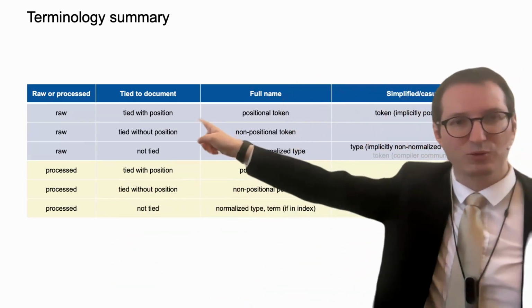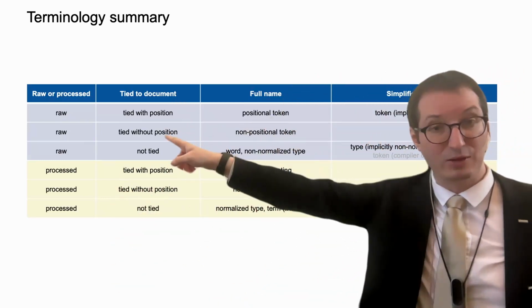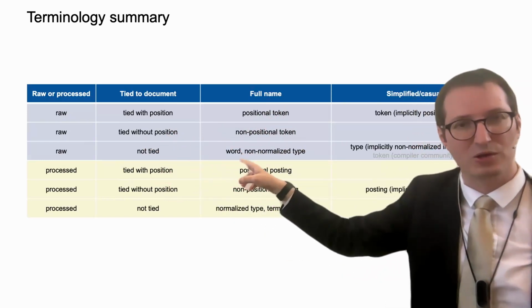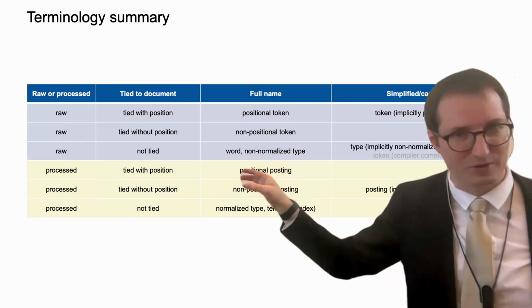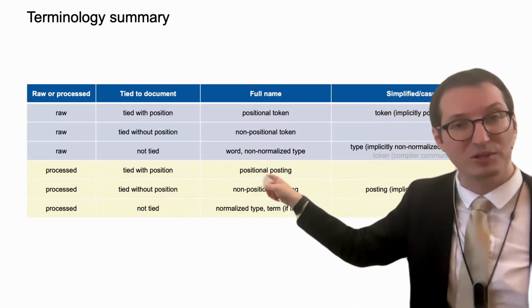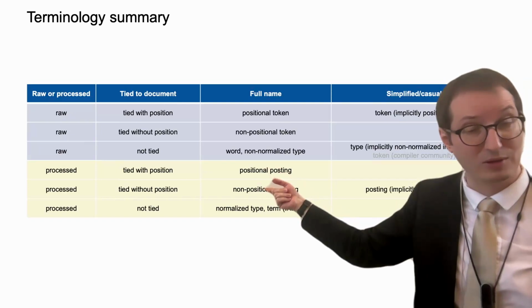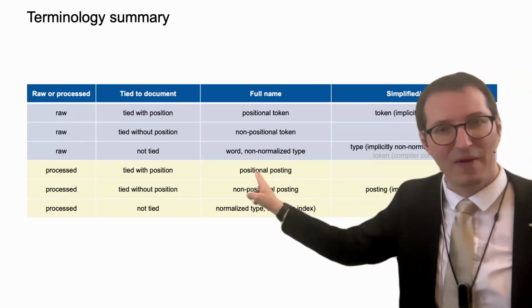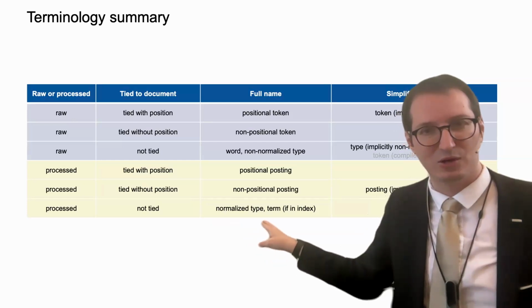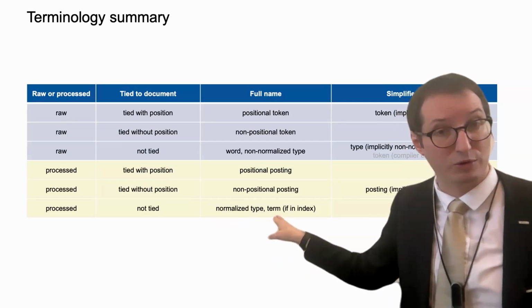And you see, tied with position raw, it's a positional token, tied without position, non-positional token, not tied raw, it's a non-normalized type. I also say words a lot. Processed tied with position, it's a positional posting. So here you see you're close to the index now, this standard inverted index. Positional posting, non-positional posting, and not tied, it's a normalized type, or we also call it a term when it is in the index.